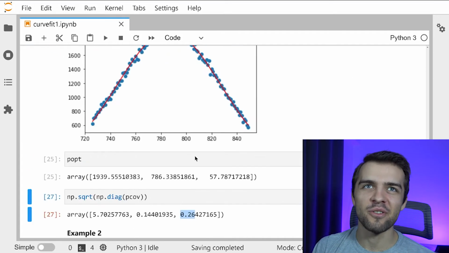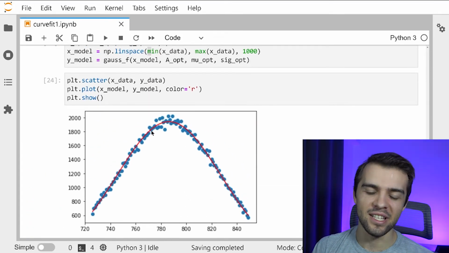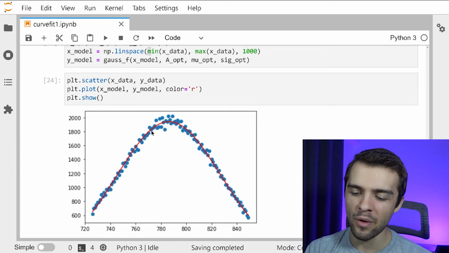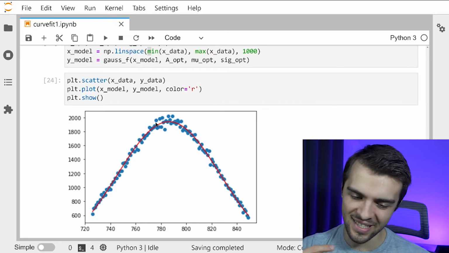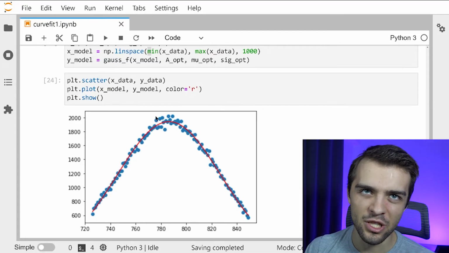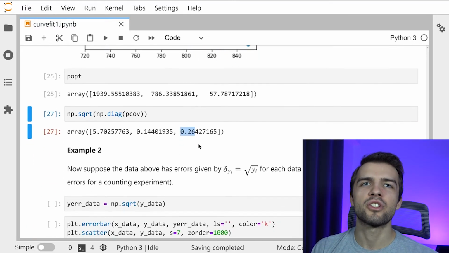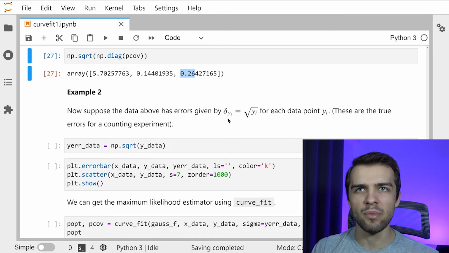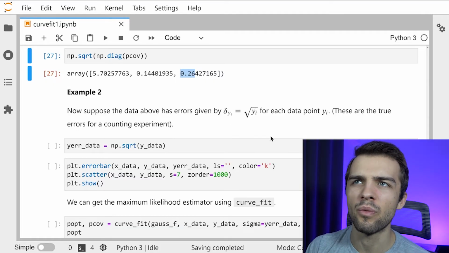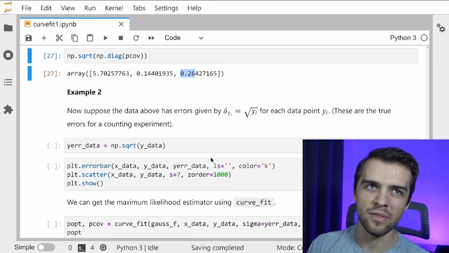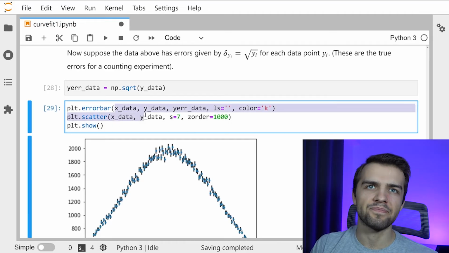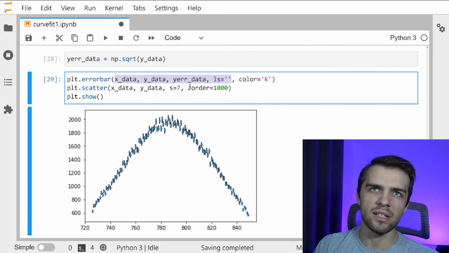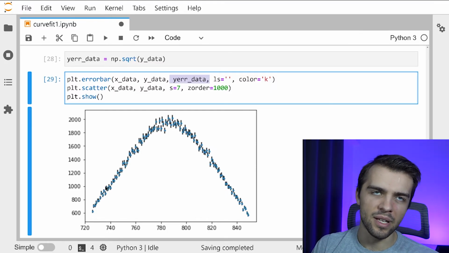Now, suppose there are errors on the data, right? And there will be errors on this data. As it turns out, this is from a counting experiment. And whenever you have a counting experiment, the error on these data points is equal to the square root of the height. That's a statistical fact, and it has to do with the fact that the distribution in each bin is Poisson. So the error delta yi, where yi is the ith data point, is equal to the square root of yi. These are the true errors of this counting experiment. So here I get my y error data, and I can plot the data with the error bars on it, like this. You can see that the error bars are slightly larger up here than they are down here.